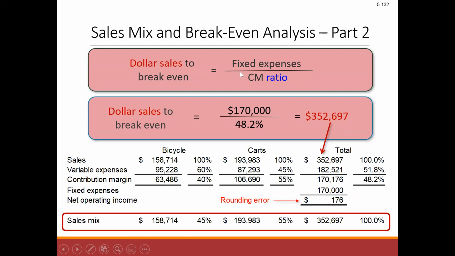Dollar sales to break even. We've got fixed expenses divided by our contribution margin ratio. So the 170 divided by this 48.2 shows what we need to sell to break even. Keeping this same mix, okay? We want to keep the same mix of sales.